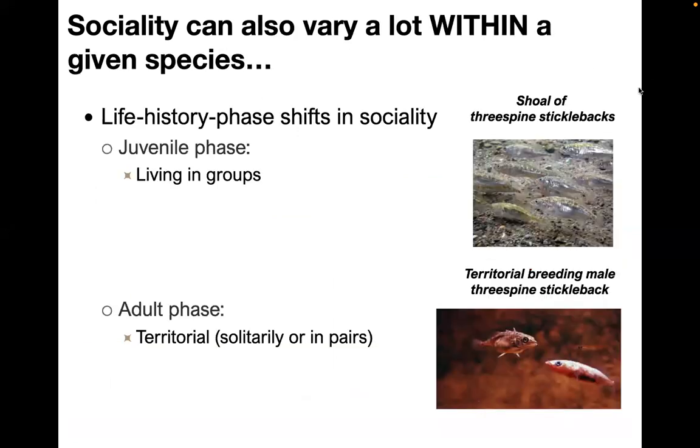Okay, and social behavior can also vary a lot within a given species. So there's many species that live largely on their own for much of the year, but come together for breeding, often in large groups. Or in these 3-spine sticklebacks, when they're juveniles, when they're recently hatched as fry, they live in shoals, they live in groups, and that probably provides protection from predation when they're small. But when they become adults, they're not clustering in groups anymore.